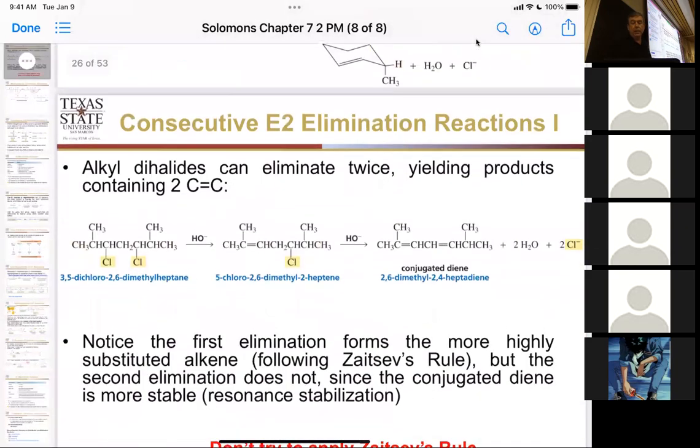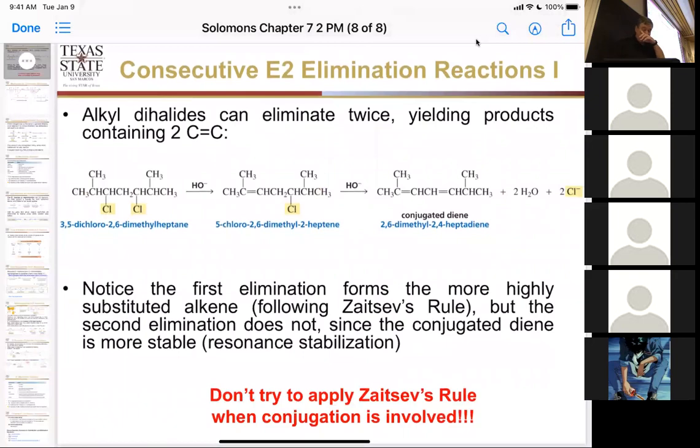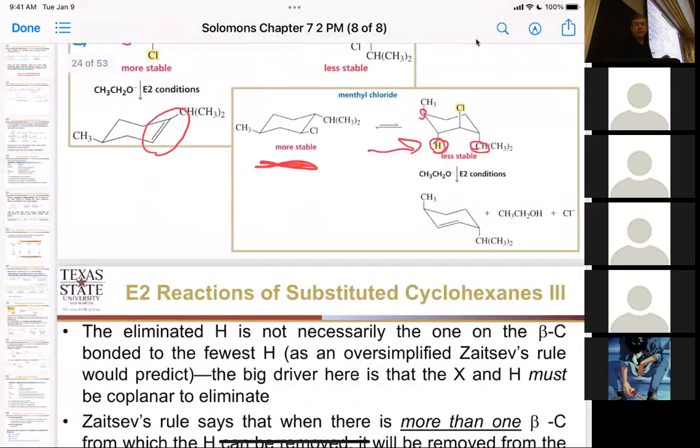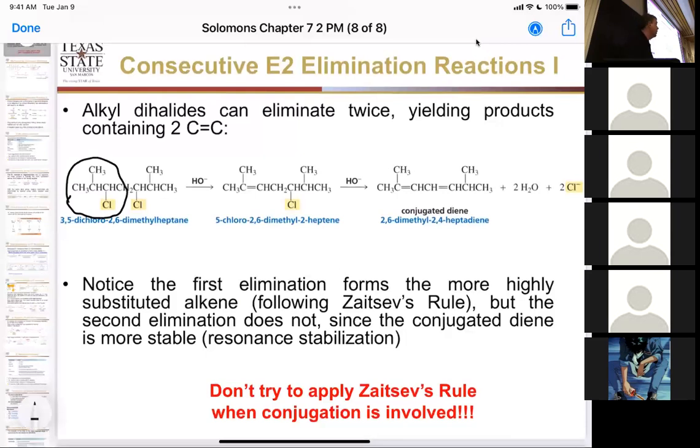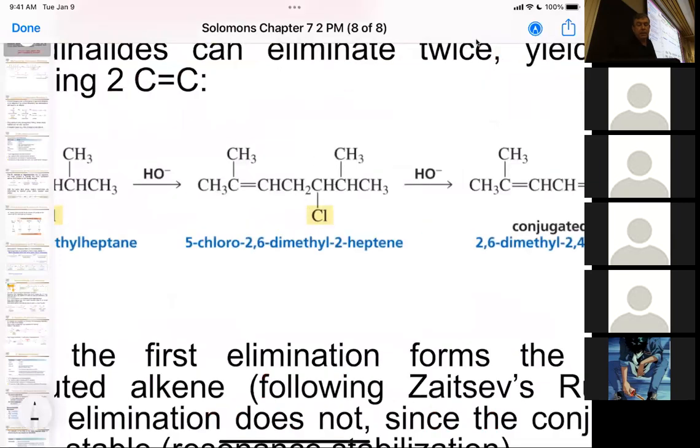Okay, so now let's talk about those consecutive reactions. All right, so let's talk about those consecutive reactions here. So the thing that's happening for us is we're having conjugation here. And so what's going to happen is this side right here, we're going to remove one of the chlorines and a hydrogen there. And because there is no other double bond, it is going to follow Zaitsev's rule, okay? So it's going to give us the most stable tri-substituted alkene it can, okay?